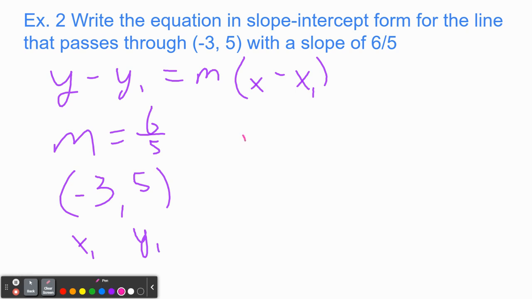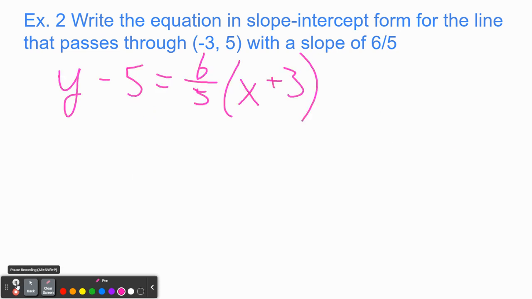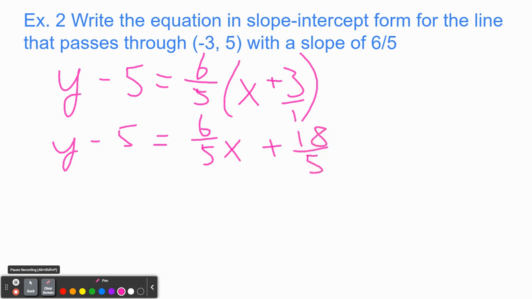y minus 5 equals 6/5 times x minus -3. If I have x minus -3, I can translate that to x plus 3. Make it a little bit easier to distribute. I'm going to keep y minus 5 for now, trying to get to slope-intercept form. 6/5 times x, and then I'm going to distribute here, plus 6 times 3 over 5 is 18/5, and I can keep that like that. That's fine.